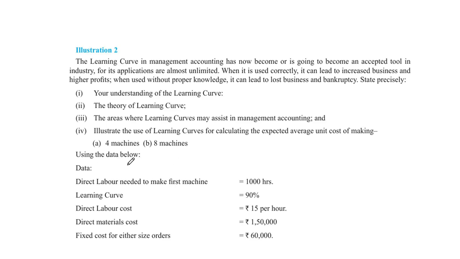Using the data below, data are given. Direct labor needed to make the first machine is 1000 hours. Learning curve is 90%. Direct labor cost is given as 15 per hour. Direct material cost is 1,50,000. Fixed cost for either size order is 60,000.